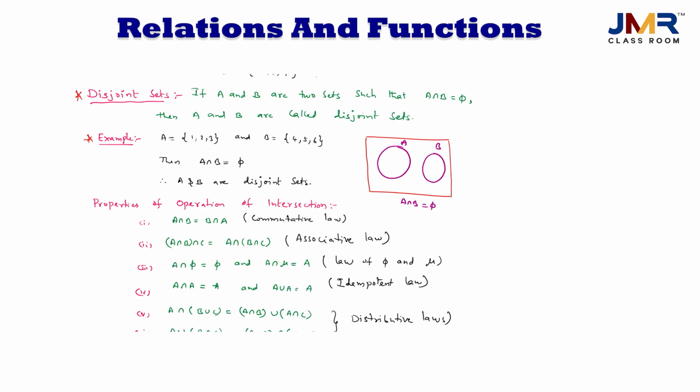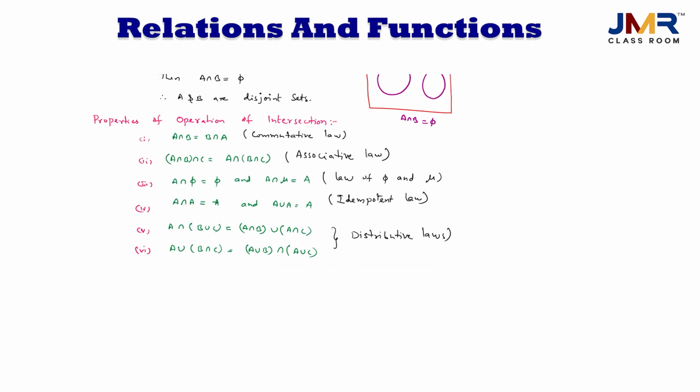Similarly, properties of the operation of intersection of two sets. A intersection B equals B intersection A, same as union: A union B equals B union A. Similarly, A intersection B equals B intersection A. It is called the commutative law. And (A intersection B) intersection C equals A intersection (B intersection C), same as (A union B) union C equals A union (B union C). Associative law.